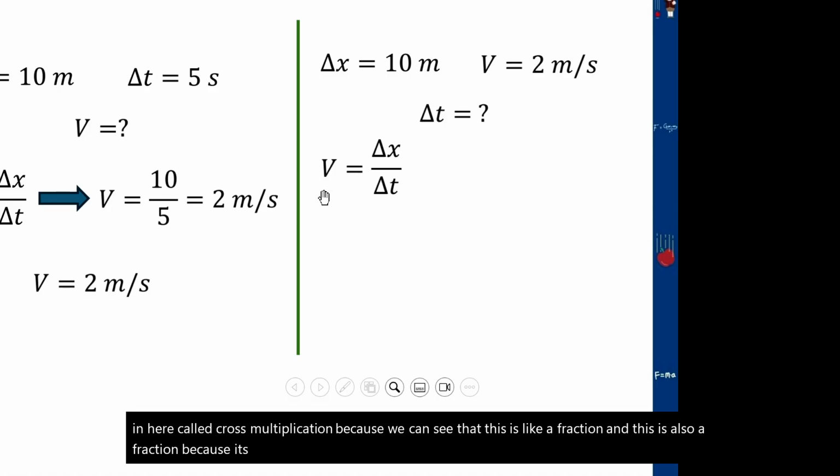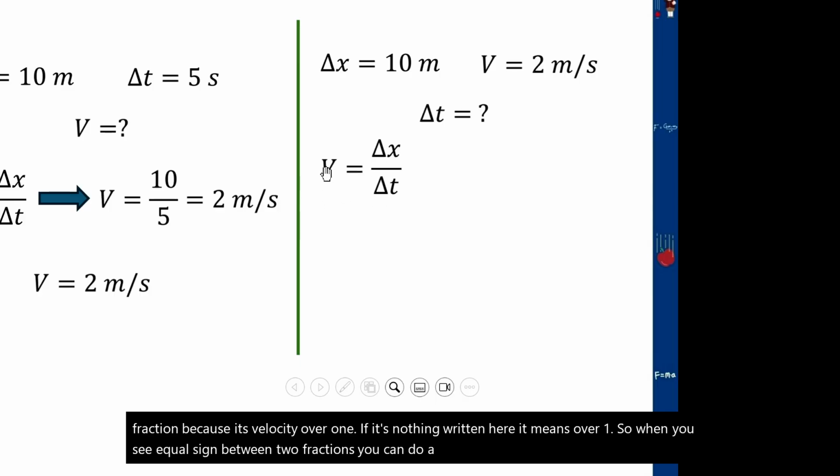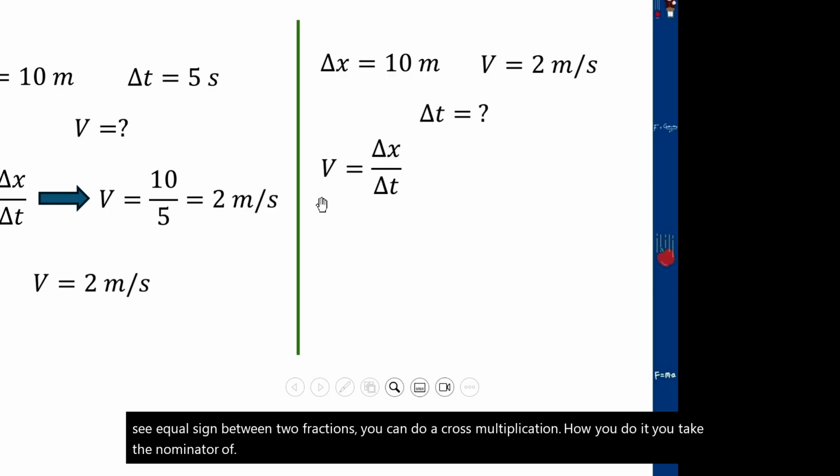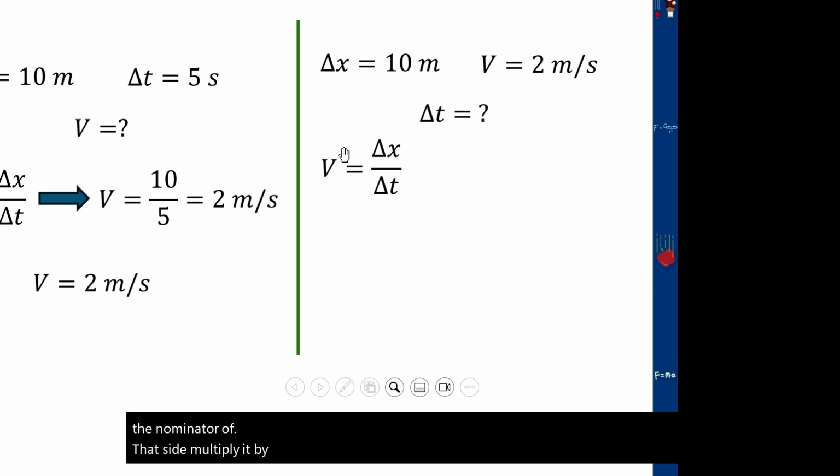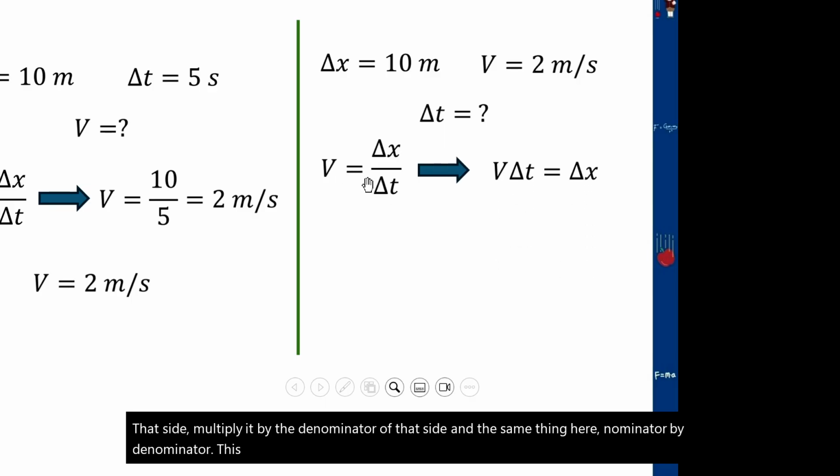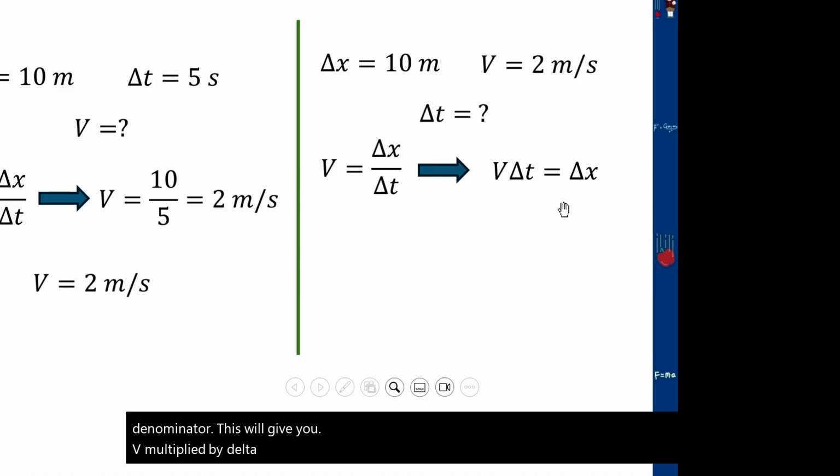If it's nothing written here, it means over 1. So when you see an equal sign between two fractions, you can do a cross multiplication. How you do it? You take the numerator of that side, multiply it by the denominator of that side, and the same thing here, numerator by denominator. This will give you v multiplied by delta t, and delta x multiplied by 1, which is only delta x.